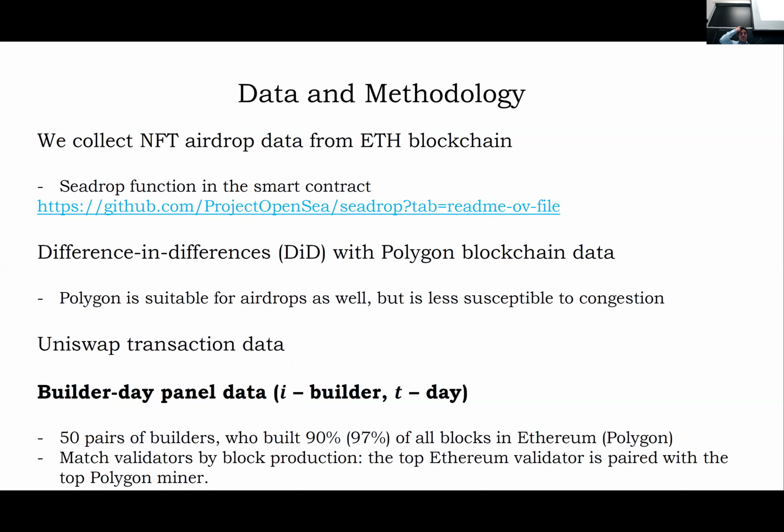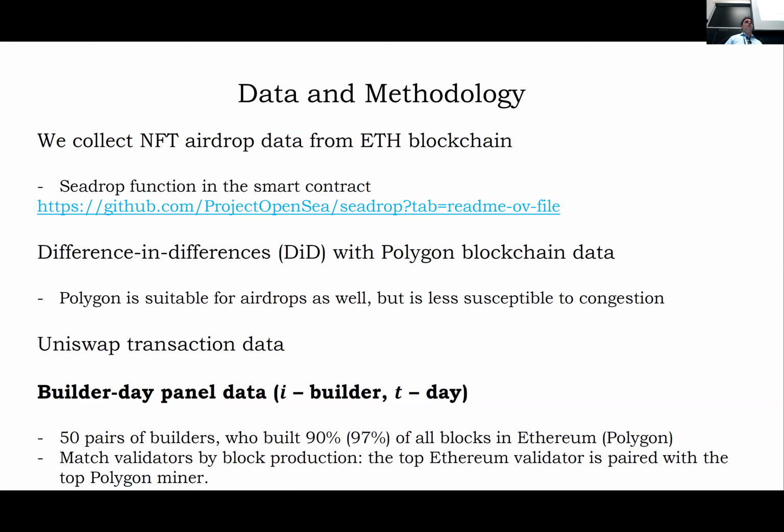So we use this C-drop function in the smart contract, which, as I mentioned, is used to deploy this NFT in any EVM compatible blockchain, so any blockchain which is compatible with the Ethereum virtual machine. And then we do a so-called diff-in-diff analysis with Polygon blockchain data. The idea of doing this difference in difference is that we want to choose this Polygon blockchain data as an instrument.